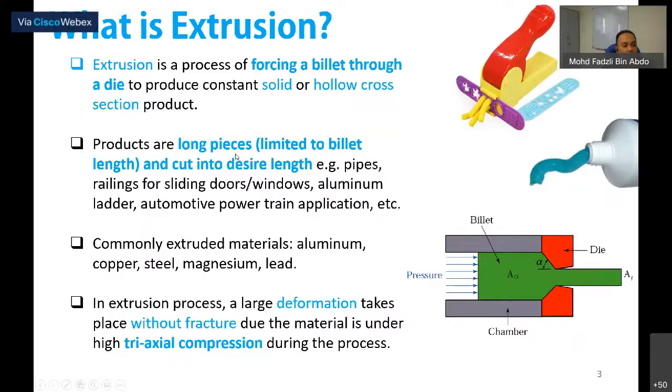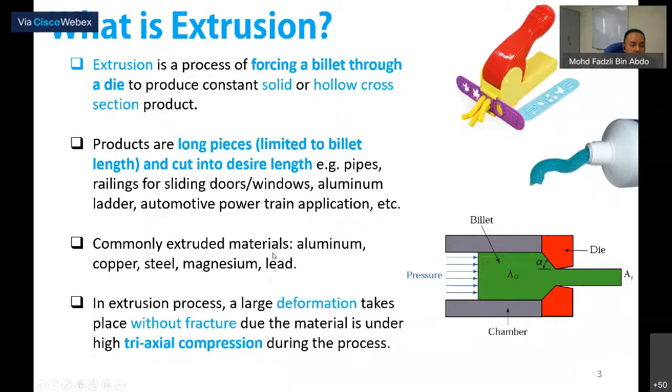And then products are long pieces. That's why kita panggil continuous process but long pieces. Kalau sand casting tadi dia part by parts. Kalau extrusion ataupun drawing pada long pieces, contoh macam kita nak buat wire. And then end-cut into the desired length. Contoh dia, for example, adalah pipes, railing for sliding doors, and then aluminium ladder, automotive powertrain application, and etc.